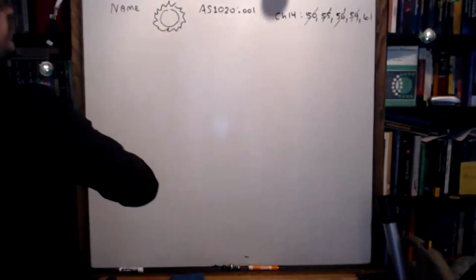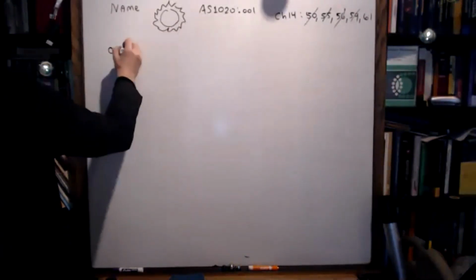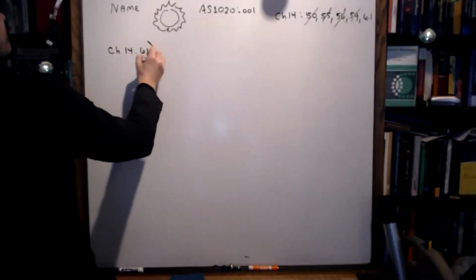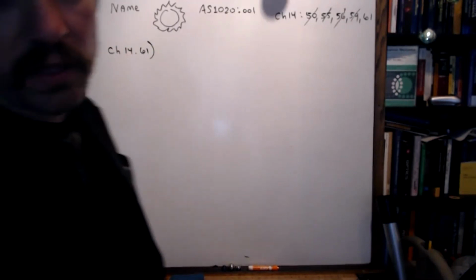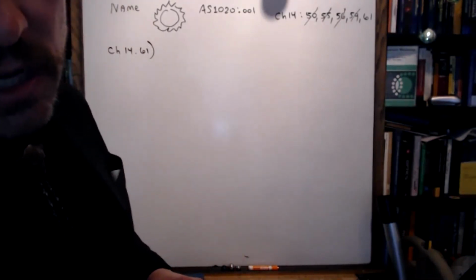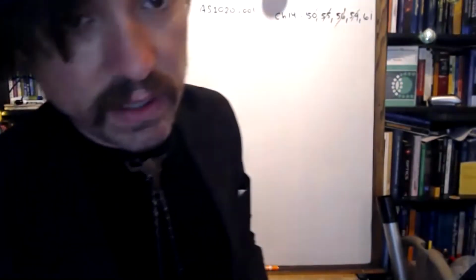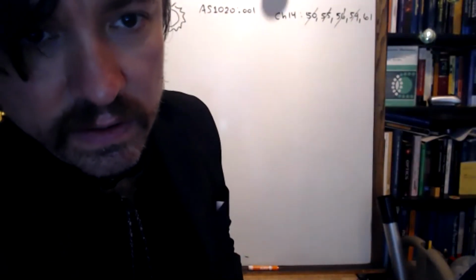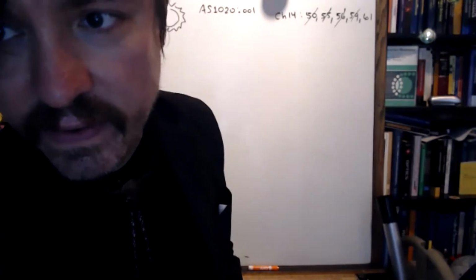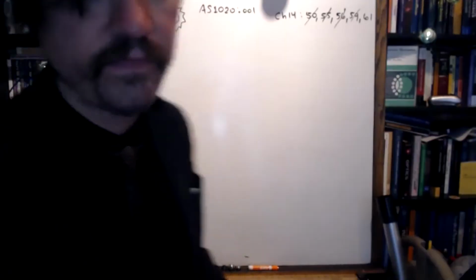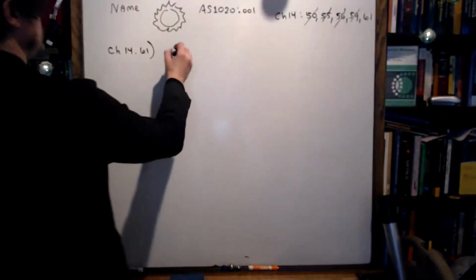Last problem. Chapter 14, number 61. This is called solar mass loss or something. Austin, do you want to read this for me? I'll read it. Thank you. Okay, hold on. I need to pull it up though.